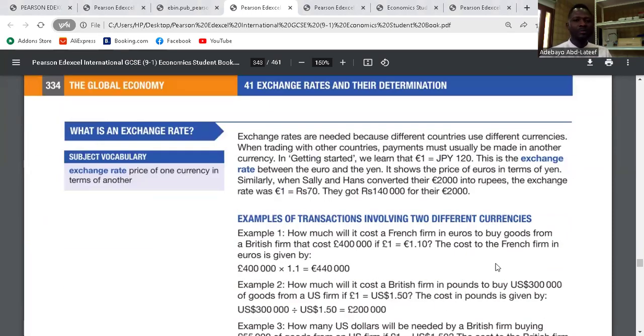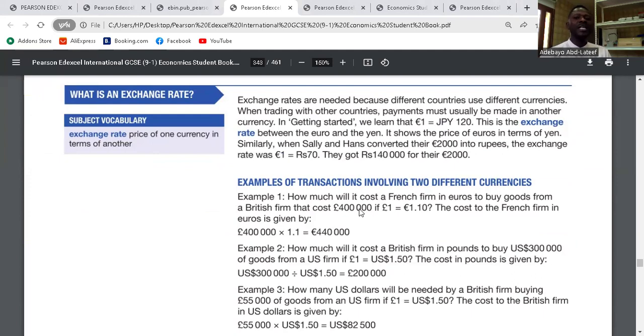What is an exchange rate? Exchange rates are needed because different countries use different currencies. When trading with other countries, payment must usually be made in another currency.